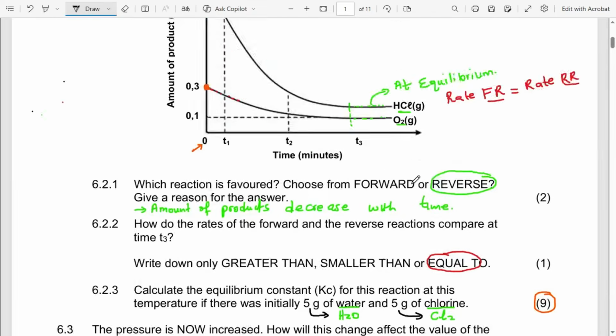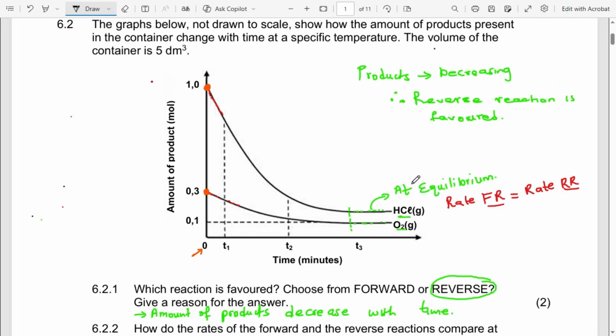If we analyze this from the graph, the change in mole of O2 decreased from 0.3 to 0.1. I'm not sure if you can read that from the graph. The O2 starts with 0.3, then it decreases. At this point, it starts reaching equilibrium. So it decreased from 0.3 to 0.1. We need to calculate that change in mole.